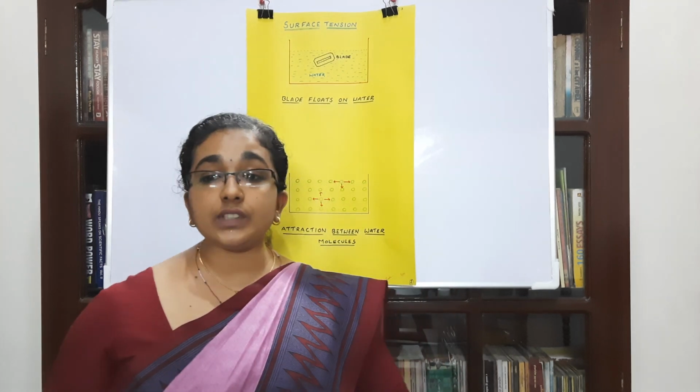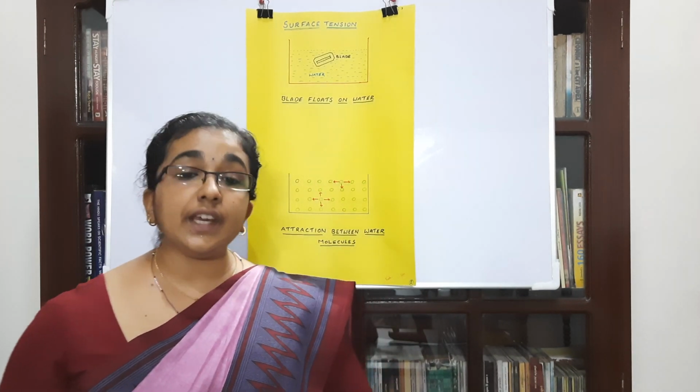So small insects can move randomly on the surface of water. A blade can float on the water. So all these are due to surface tension of water. Surface tension is a characteristic property of all liquids. Small water drops can also be seen in spherical forms.